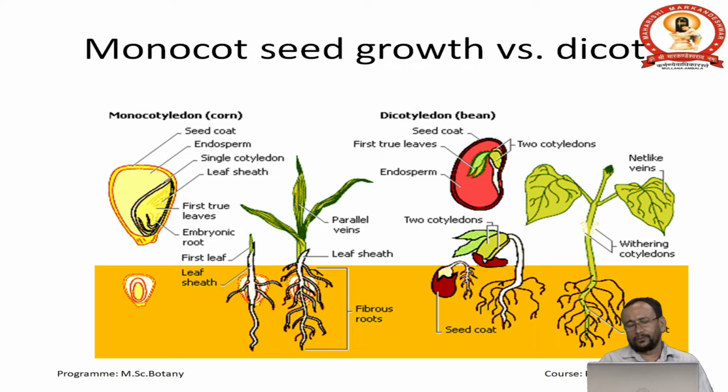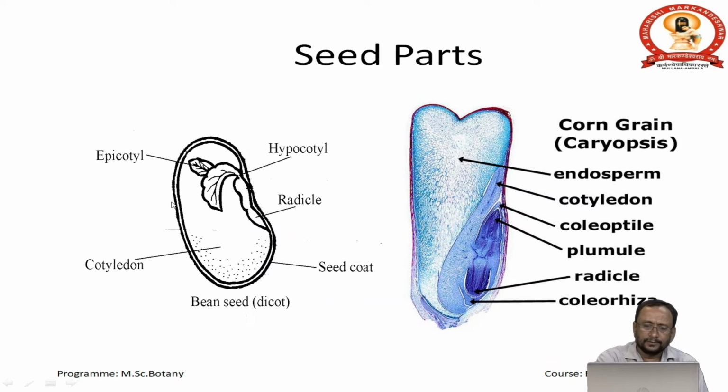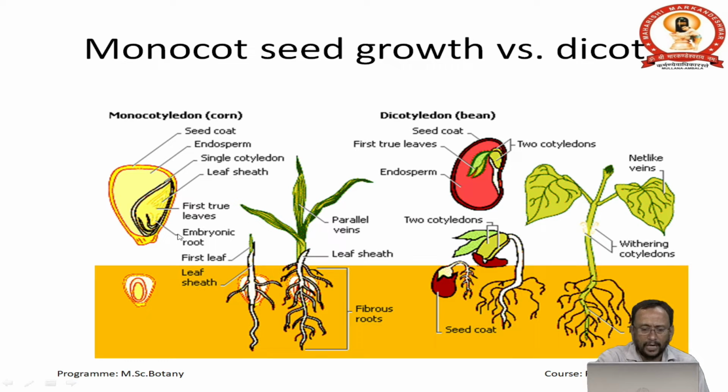Monocot seed growth versus dicot seed growth. In the case of monocots, examples are wheat, rice, and maize, and dicotyledons include so many pulses: pea, mung bean, urd bean. In this case, we can observe seed coat, endosperm, and a single cotyledon. Basically, a monocot has a single cotyledon. These are the embryonic leaves. After germination, a seed gives rise to the first leaf from the plumule and the root from the radicle. This is the ultimate third stage, with parallel venation and an adventitious fibrous root.